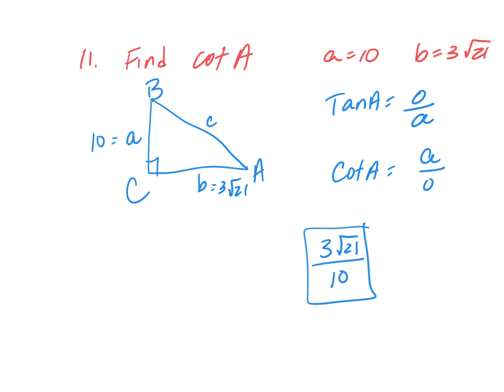Now remember that little a is just the side opposite big A. It is not the adjacent. The name of the side is A, B, and C, but adjacent would be the side beside angle A, and the hypotenuse would be the one opposite the 90-degree angle. Then the other one would be the opposite. So don't get confused with the A's.